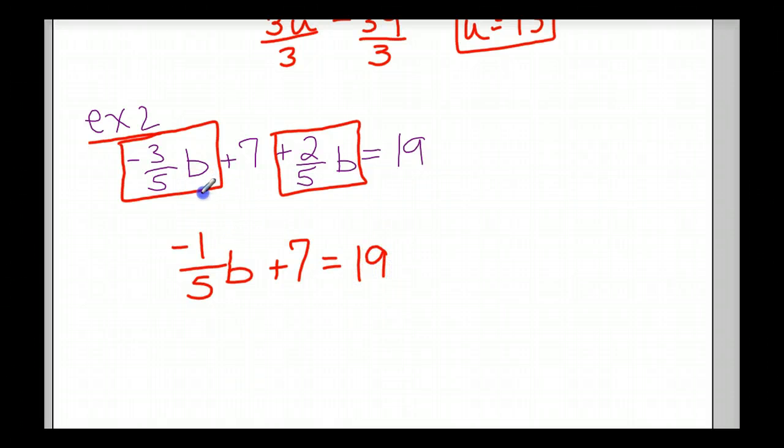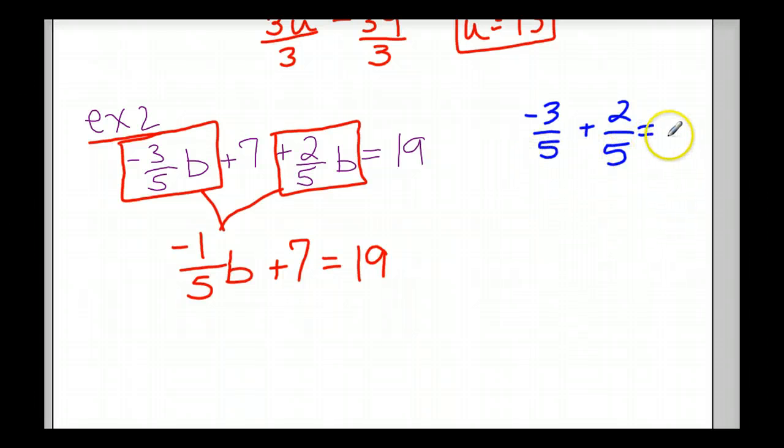So just to clarify, this plus this gave us our negative 1/5 b. If we look at that in a separate little problem, negative 3/5 plus 2/5. Remember, we don't add denominators. We just have to make sure they're common, and they are because they're the same. Now we just add together our numerators, and that's negative 3 plus 2, which gives us a negative 1. Same thing, negative 1/5 b right over here. Plus 7 equals 19. Well, now we have a two-step equation.